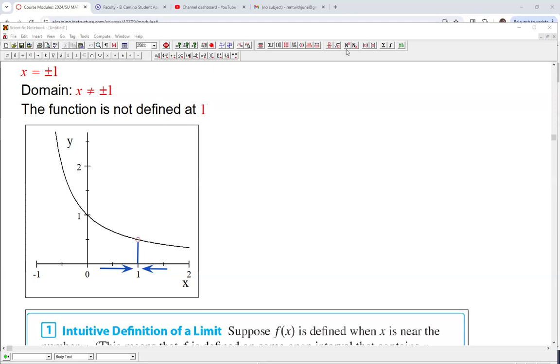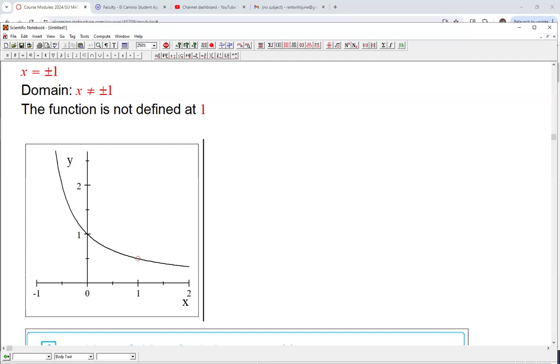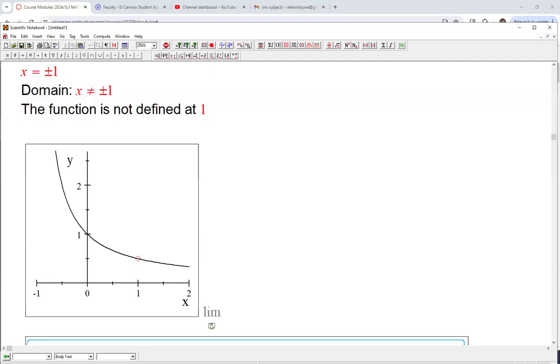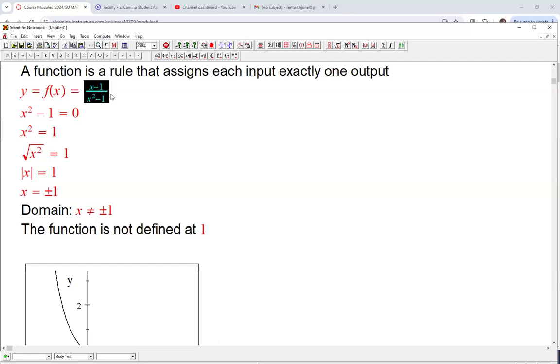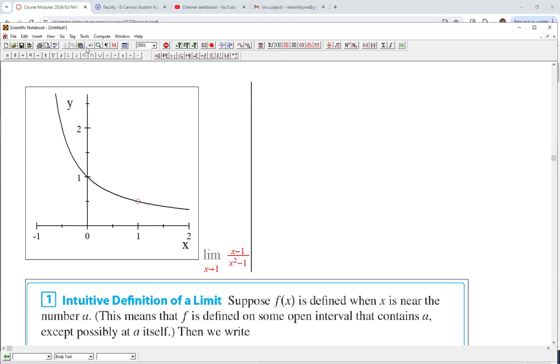So this process, we describe this process as the limit. The limit of the function as x is approaching 1 is 1/2. It never actually achieves 1/2, but that's the limit. We call this: the limit of this function as x approaches 1 is equal to a half.